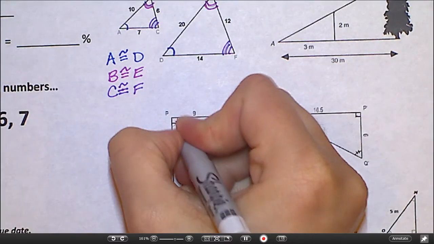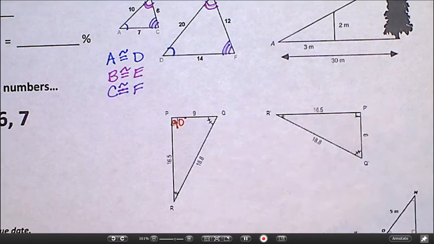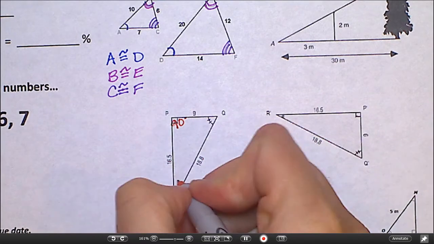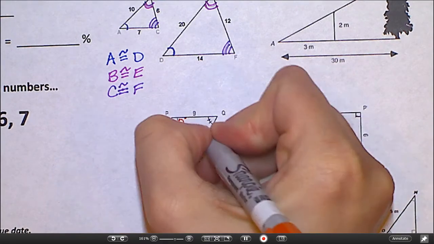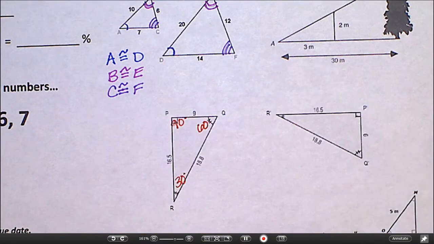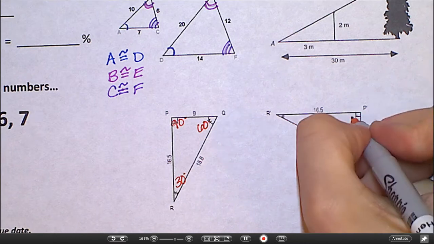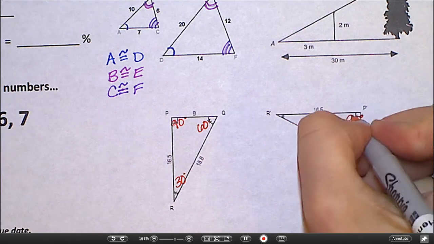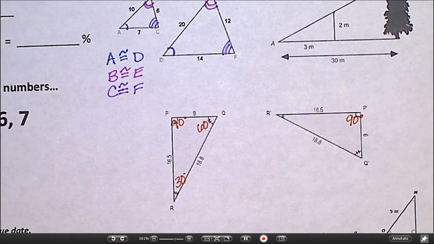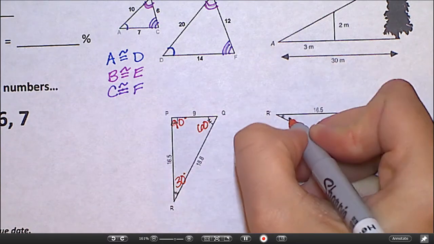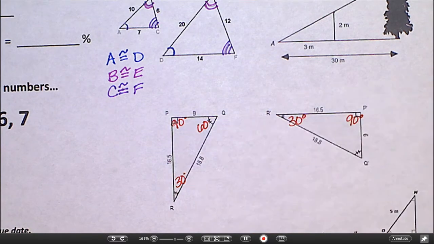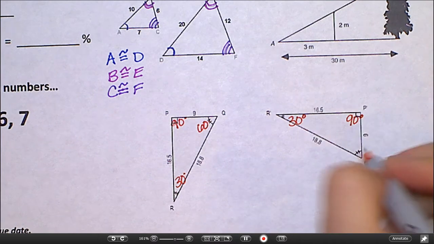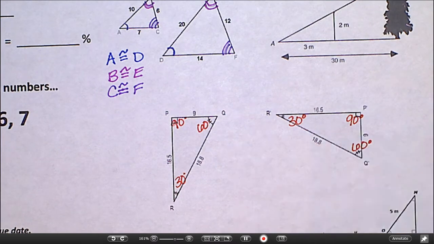So if this is 90 degrees, and let's just say that this is 30 degrees, and this is 60 degrees. Okay, so I'm just making those up. Then we know that the corresponding angles, P and P prime, have to be congruent, so P prime would be 90 degrees. R prime would be 30 degrees. And Q prime would be 60 degrees.